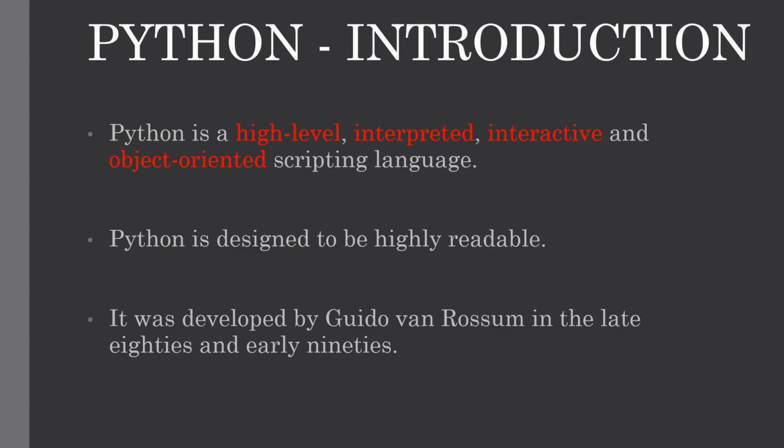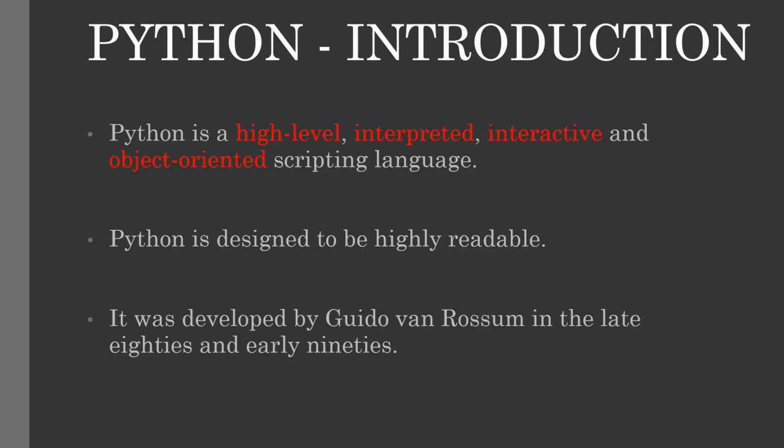Python is a high level, interpreted, interactive and object oriented scripting language. It is designed to be highly readable. It uses English keywords frequently, whereas other languages use punctuation, as it has fewer syntactical constructions than the other languages.